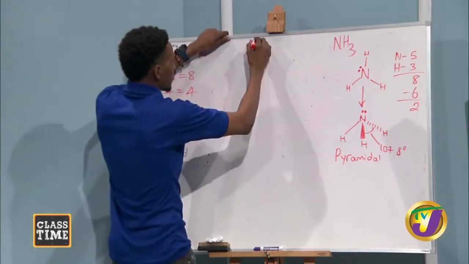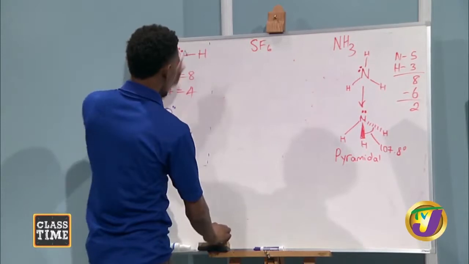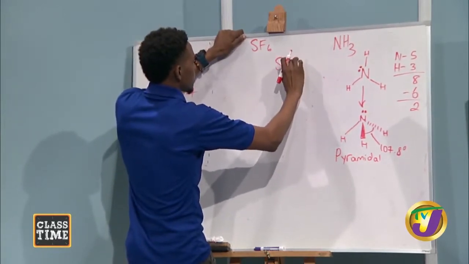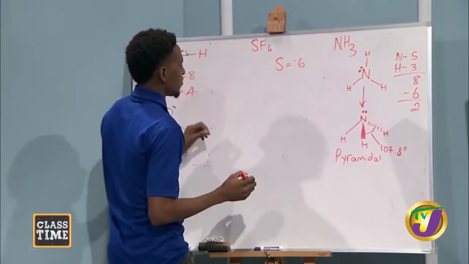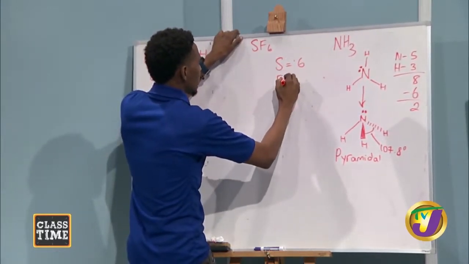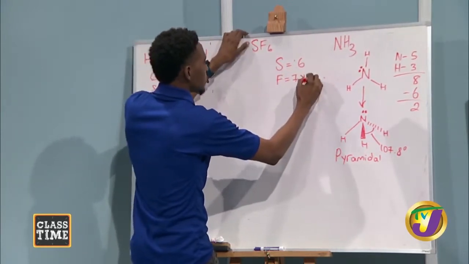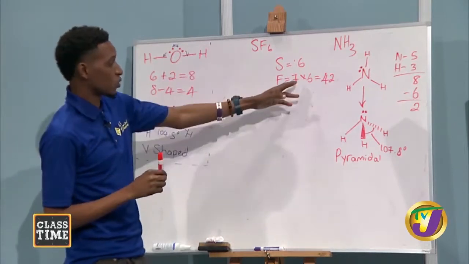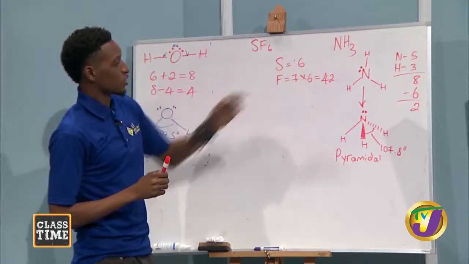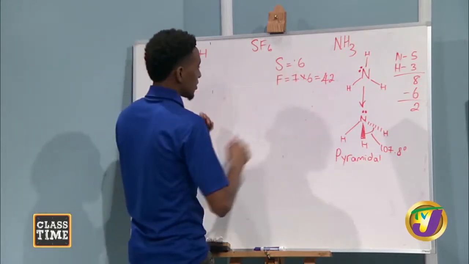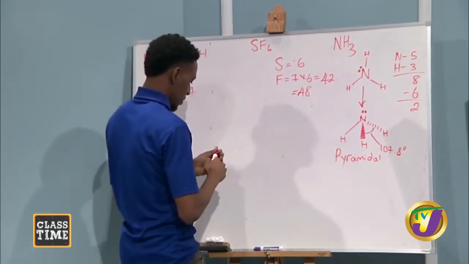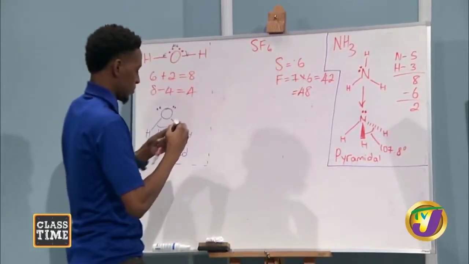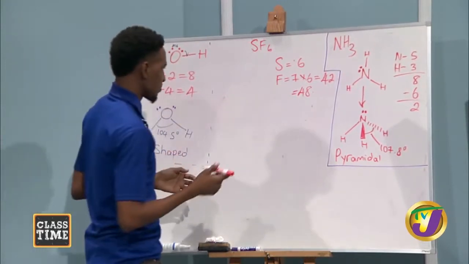Now let's look at SF6. How many valence electrons does sulfur have? Sulfur has 6 valence electrons. Fluorine has 7, but there are 6 of them, so 6 times 7 is 42. So we have 42 electrons coming from fluorine. Sulfur has 6. When we sum those, we get 48. Let me separate these two so you don't get confused. So you have 48.